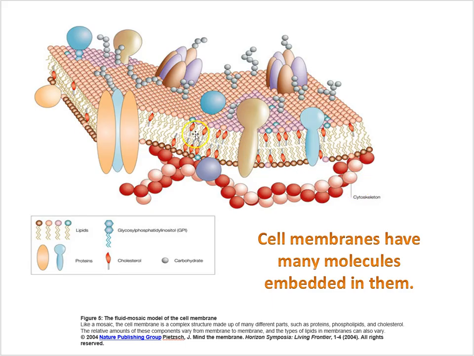This is a more realistic picture of the cell membrane. Here we see the lipid bilayer, but inserted into the membrane are all kinds of other molecules, large proteins, for example. So we want to think of the membrane of the cell as this flexible barrier, this flexible lipid bilayer, but it's got all kinds of other important molecules embedded within the membrane.